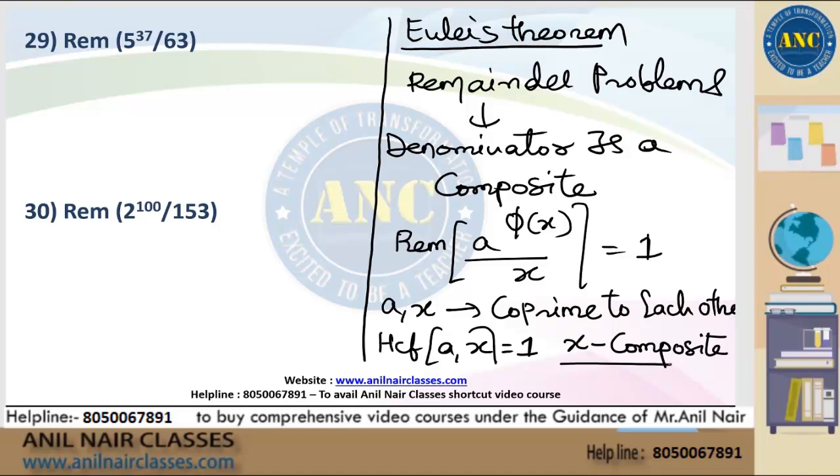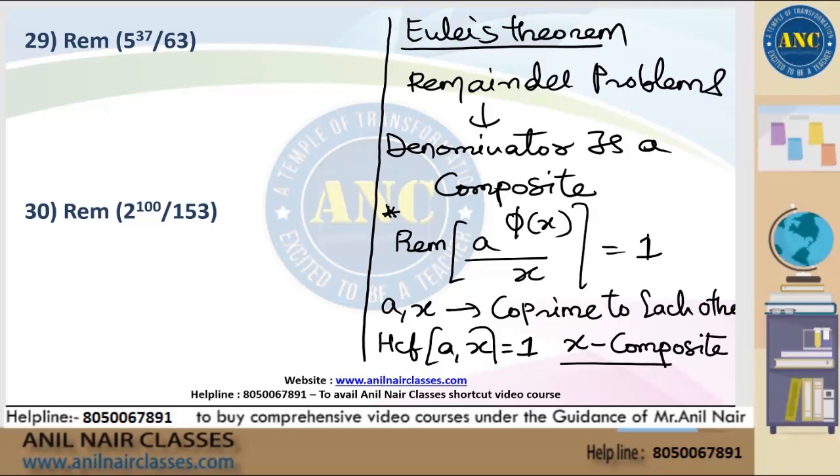Euler's theorem is used to find the remainders of problems where the denominator is a composite number. The theorem suggests a power phi of x by x is equivalent to 1, where a, x are co-prime to each other. Two numbers are said to be co-prime if their HCF is 1, so the numerator and the denominator should be co-prime to each other.